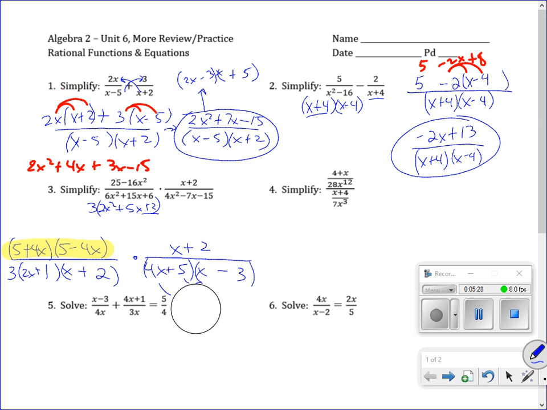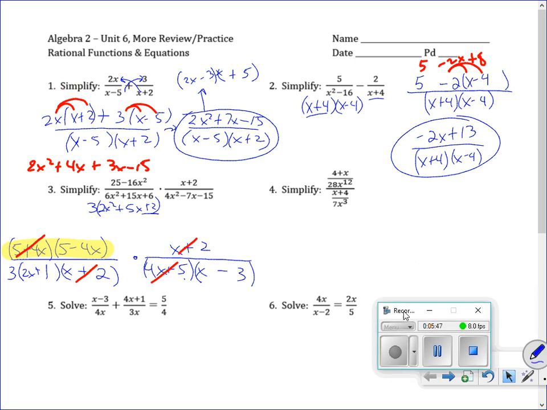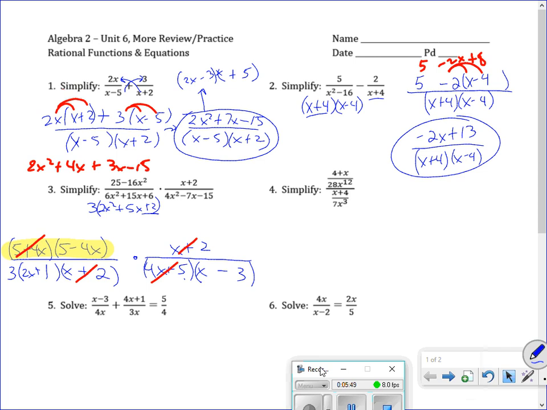All right, so let's take a look. When I go to my canceling, I see 4x plus 5 and 5 plus 4x. These are exactly the same thing. All right, I see x plus 2, and that's it. So that wasn't very satisfying for all that work that I had to do. All right, so on top, on the numerator, I have 5 minus 4x. In the denominator, I have a 3, I have a 2x plus 1, and x minus 3. So I'm finished.